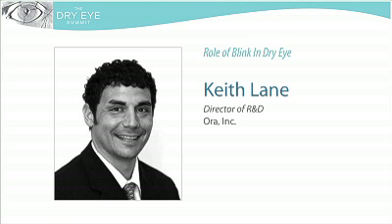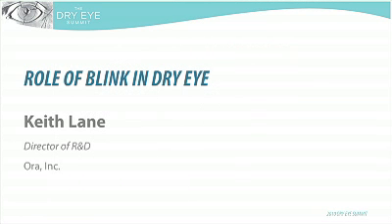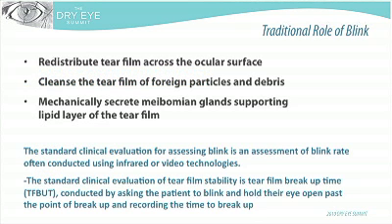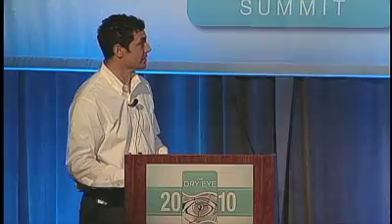My talk today is on the role of blink in dry eye. To begin with, some basic background information. The purpose of the blink is to redistribute the tear film across the ocular surface, to cleanse the tear film of foreign particles and debris, and to mechanically secrete the meibomian glands, thus supporting the lipid layer of the tear film.